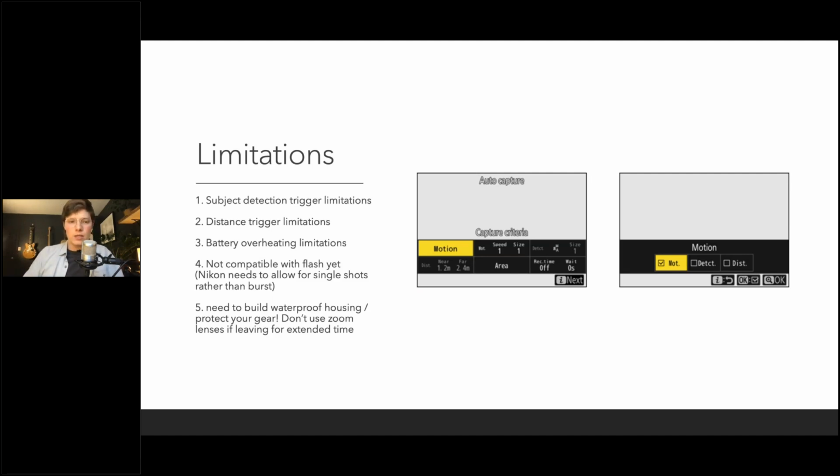The other thing too is that you need to think about waterproof housing or even camouflage for your camera to be out in the field for an extended period of time. Right now, I'm still in kind of the backyard test phase before I deploy this out in some peatlands and bogs that I have targeted to be able to capture wildlife movements.